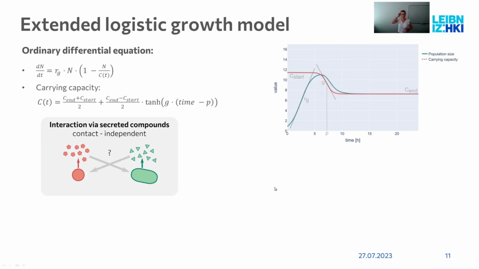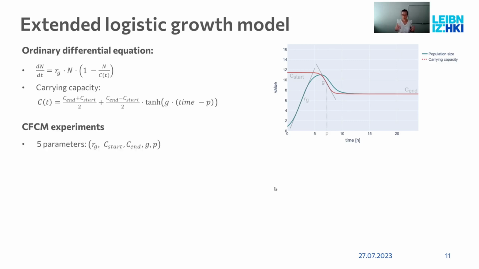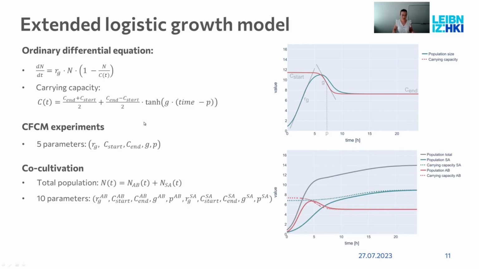The motivation of this time-dependent carrying capacity is that we assume that the two species interact via secreted compounds, like for example certain toxins, or that nutrients are consumed, which changes the capability of the medium to hold a certain capacity of both pathogens. So for the CFCM experiments, we have these 5 parameters. But for the co-cultivation experiments, we simulate both subpopulations with this extended logistic growth model, and so we end up with 10 different parameters.